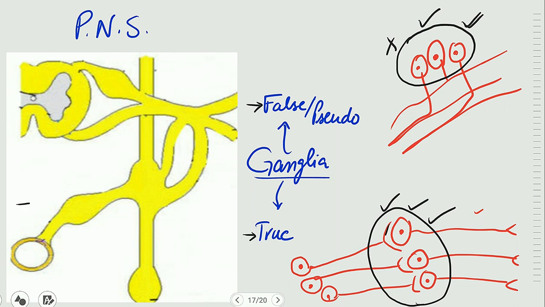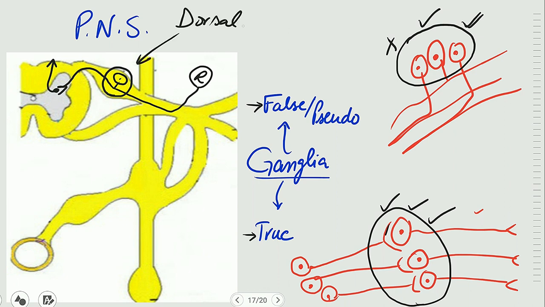I'll demonstrate these two kinds of ganglia in this diagram. Look here. Here we have the neuronal cell body which has two fibers: a peripheral fiber that is coming from a receptor, and a central process that goes to the central nervous system and synapses with another neuron that will reach the destination. Now we will have a neuronal cell body collection at this location, and this will be a ganglia. This will be a pseudoganglia. And this location, note down, is the dorsal root.